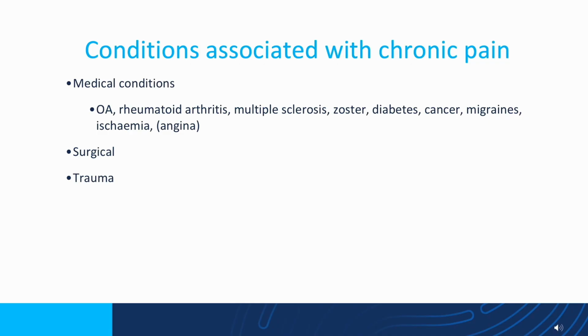Just to mention a couple of conditions associated with chronic pain. If you have somebody that comes in with some medical conditions, you can already be alerted to the fact that they may have some kinds of pain. Medical conditions, there are many. Osteoarthritis, rheumatoid arthritis, multiple sclerosis, shingles, zoster, diabetes, a very important cause of peripheral neuropathic pain, cancer, migraines, ischemia, and even angina. Some people with refractory angina can have chronic pain, a visceral neuropathic pain syndrome.